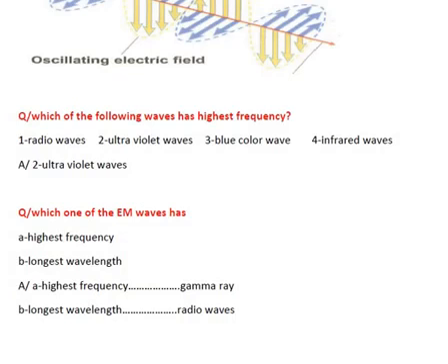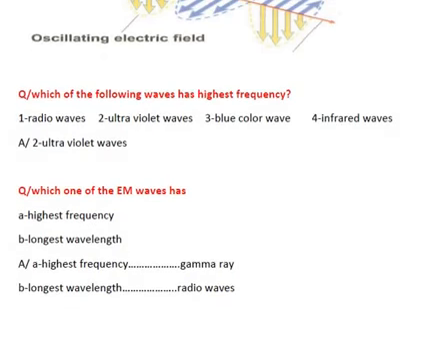So radio waves have the longest wavelength but the lowest frequency. Gamma rays have the highest frequency but the shortest wavelength. So from here we can say that wavelength and frequency are opposite to each other.